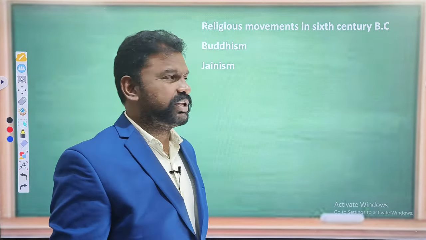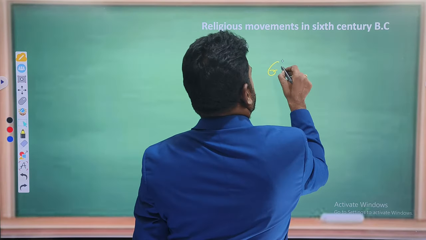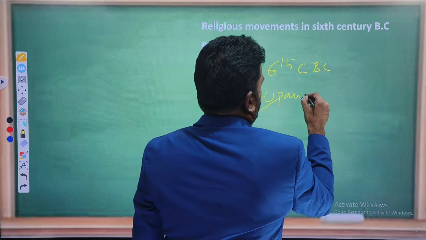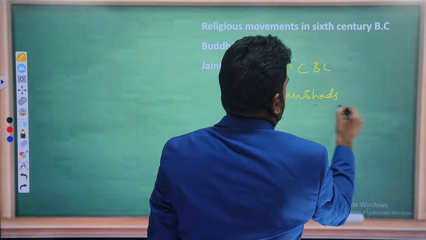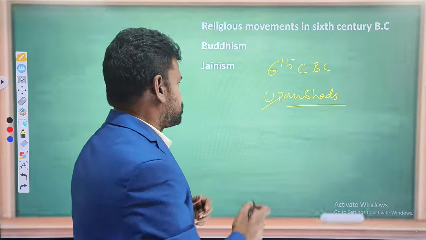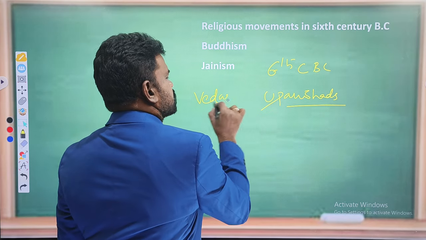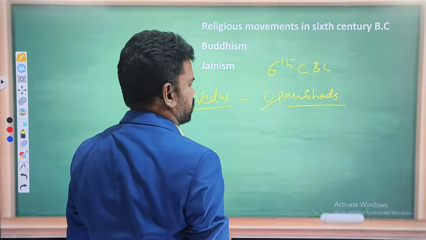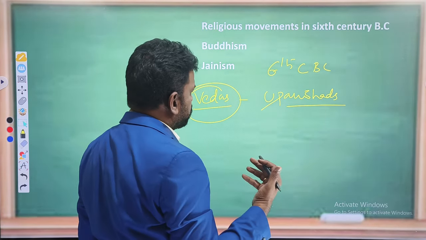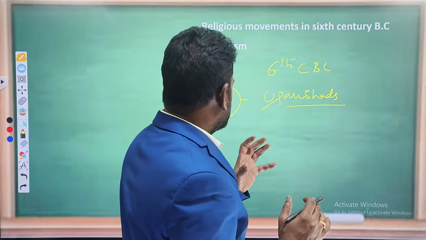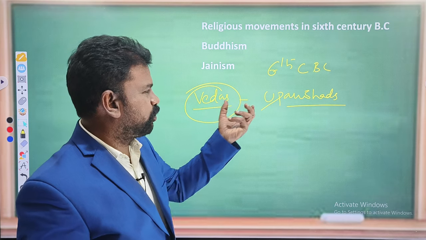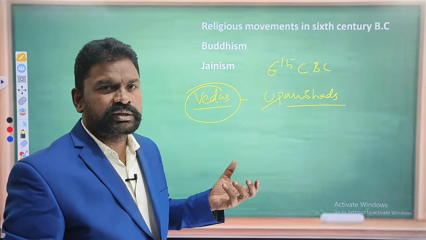After the end of the later Vedic period, in the 6th century BC, because of the Upanishads, which were contradictory to the Vedas. Vedas and Upanishads contradict each other. The Vedic literature, the Vedas, taught the vratas and yajnas. They advised yajnas, but the Upanishads advised tapas.